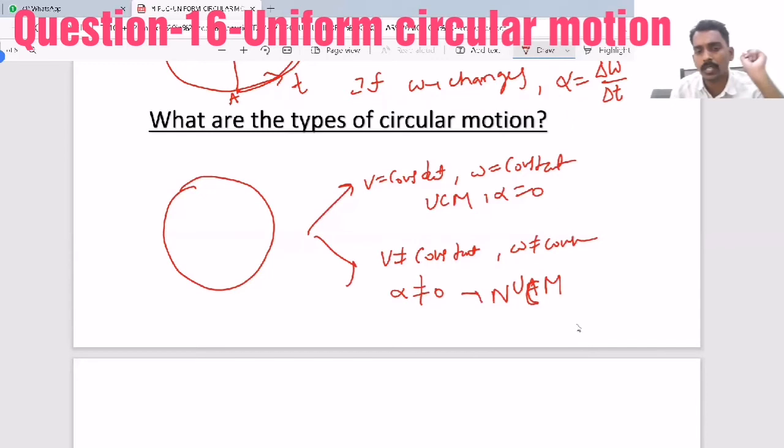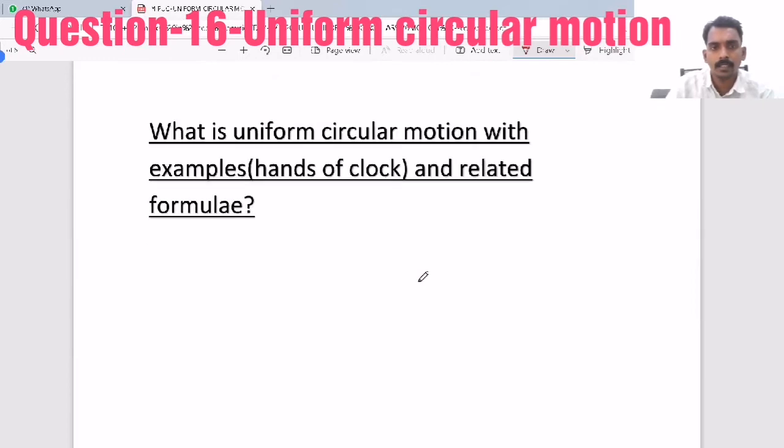In this non-uniform circular motion, again two types will be there: uniform acceleration and non-uniform acceleration, just like we have studied in kinematics, motion in one dimension. So these are the two major types, uniform circular motion and non-uniform circular motion. Uniform circular motion means speed is constant. Non-uniform circular motion means speed keeps on changing. But in every circular motion, velocity always changes.